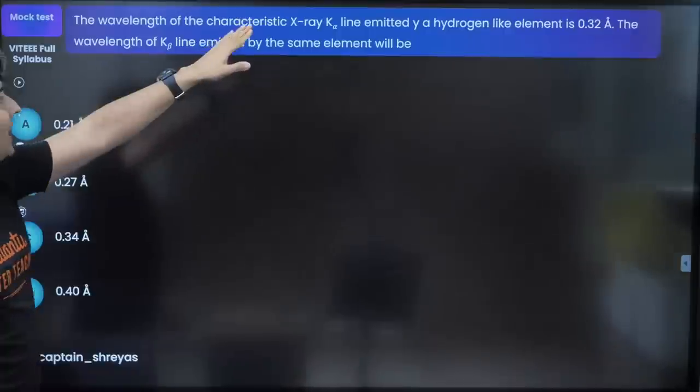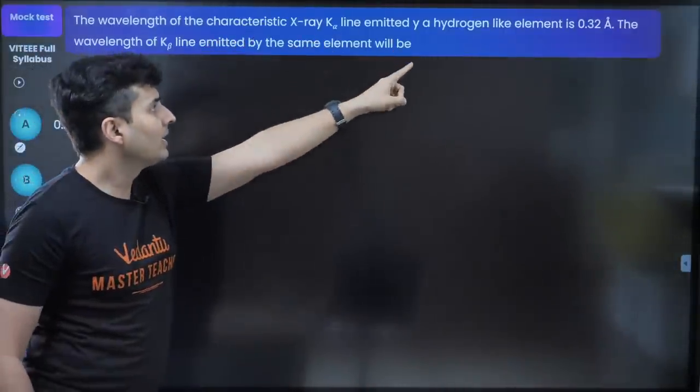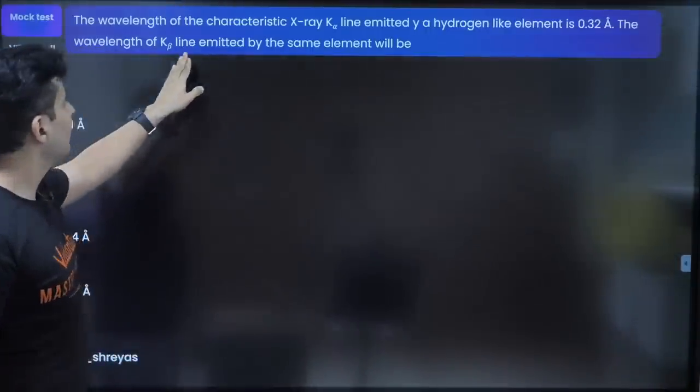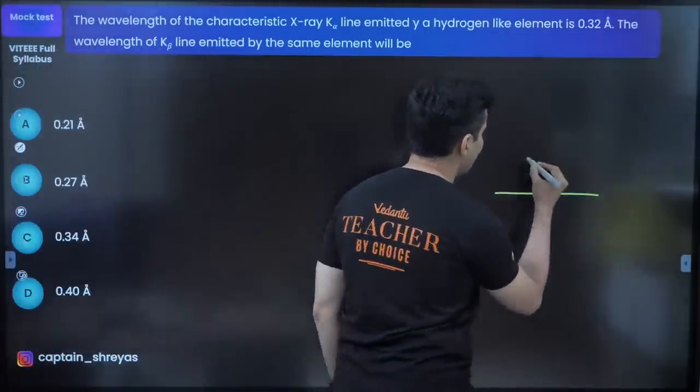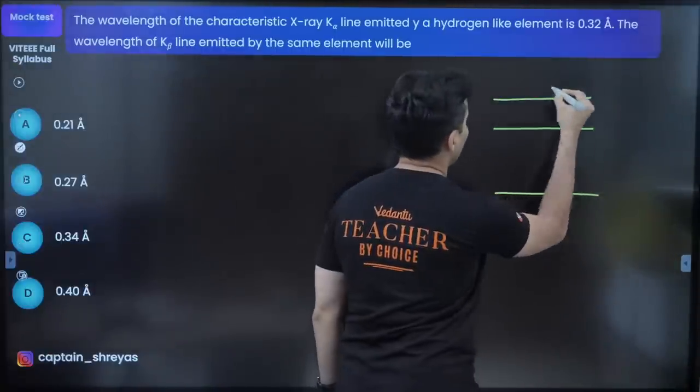The wavelength of X-ray K alpha line is this much. The wavelength for K beta line is how much? You should know first what is K alpha and K beta. Without that, you will not be able to solve it.